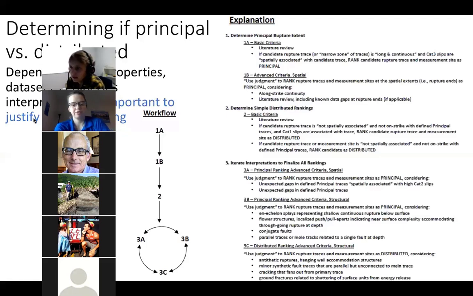And we'll actually have a few readings for the rest of the semester, and one of them will be looking in more detail at primary versus distributed faulting structures for the Landers earthquake. So discussing that paper will let us dive in a little bit more detail about some of these topics.